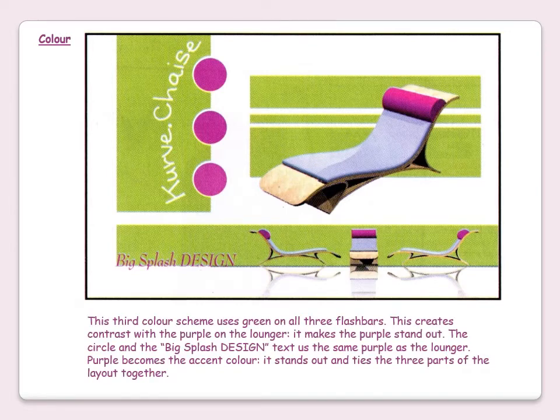This 3rd colour scheme uses green on all 3 flashbars. This creates contrast with the purple on the lounger. It makes the purple stand out. The circle and the big splash design text use the same purple as the lounger. Purple becomes the accent colour. It stands out and ties the 3 parts of the layout together.